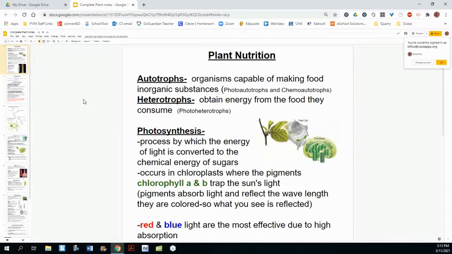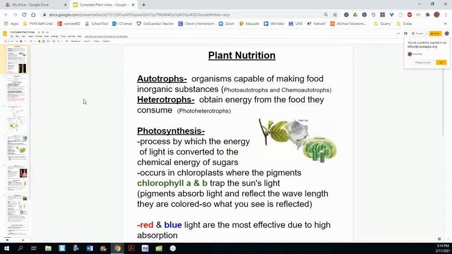So let's start at the first page, which outlines the difference between autotrophs and heterotrophs. Organisms that are capable of making their own food from inorganic substances include the two categories of photoautotrophs, which use light to do this, and chemoautotrophs that use chemical energy to do this. Now, typically, the chemoautotrophs are bacteria, but it's important to make the connection between our classification unit that we did earlier in the school year, where we talked about how bacteria can be photoautotrophs or chemoautotrophs.